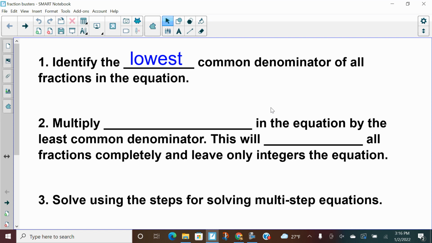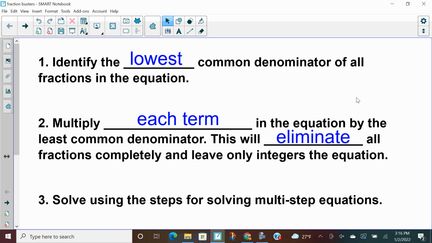So think about if you were to add or subtract the fractions, what would you make the denominator? Or think about what number could both of these numbers go into evenly, or you could also think about what number do I get when I multiply these two numbers together. That might not be the lowest common denominator, but it's going to be a common denominator. Step two, you're going to multiply each term in the equation by the least common denominator. This will eliminate all the fractions completely and leave only integers in the equations.